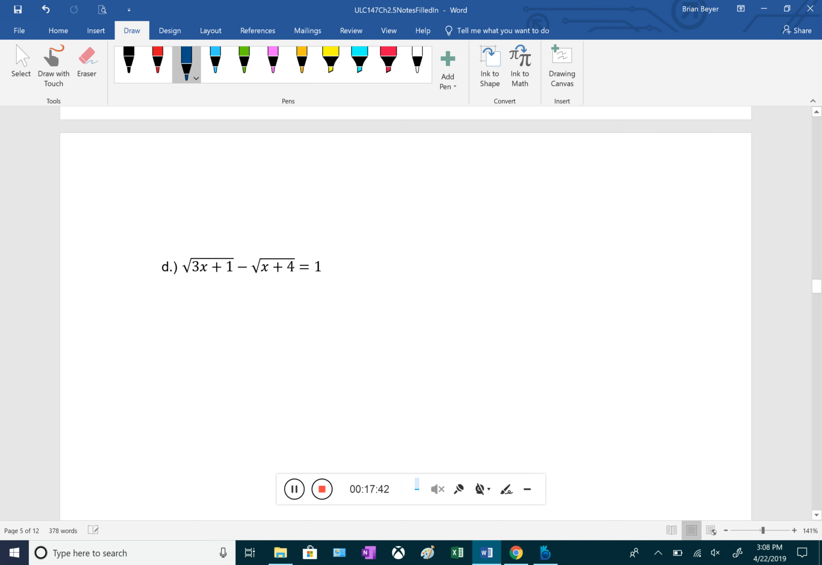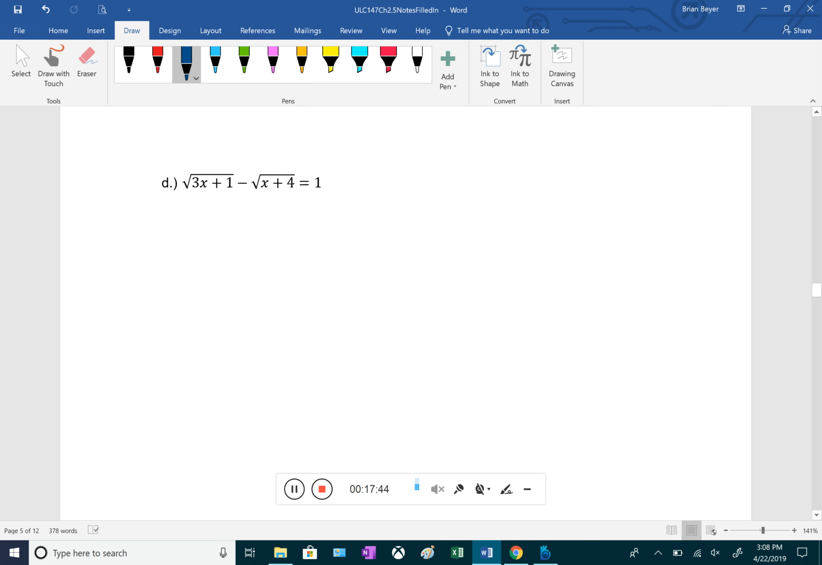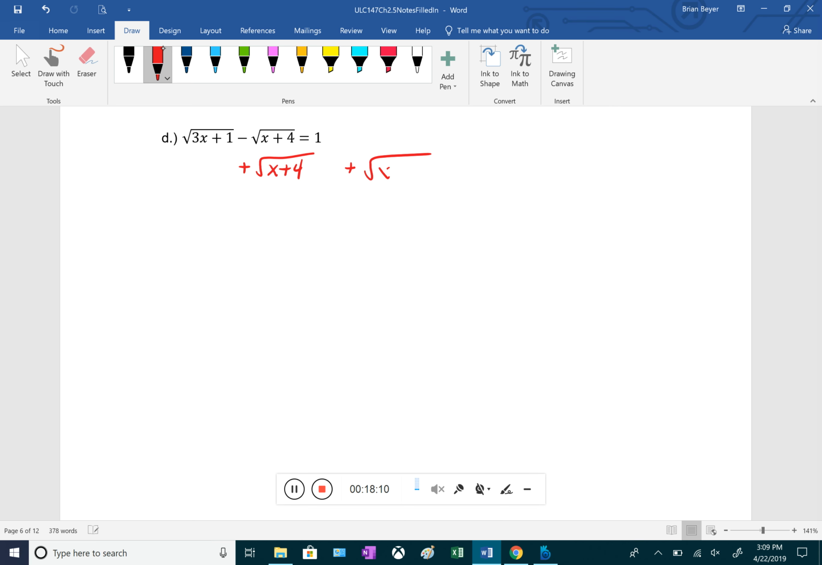Okay, so now for one more for this one. We have the square root of 3x plus 1 minus the square root of x plus 4 equals 1. Notice that this one we have two different square roots this time. So we have to choose which one we want to solve for, and then we can do the same thing we just did. So let's solve for this one on the left, which means we have to add the square root of x plus 4 to both sides of the equation here to cancel it right there.